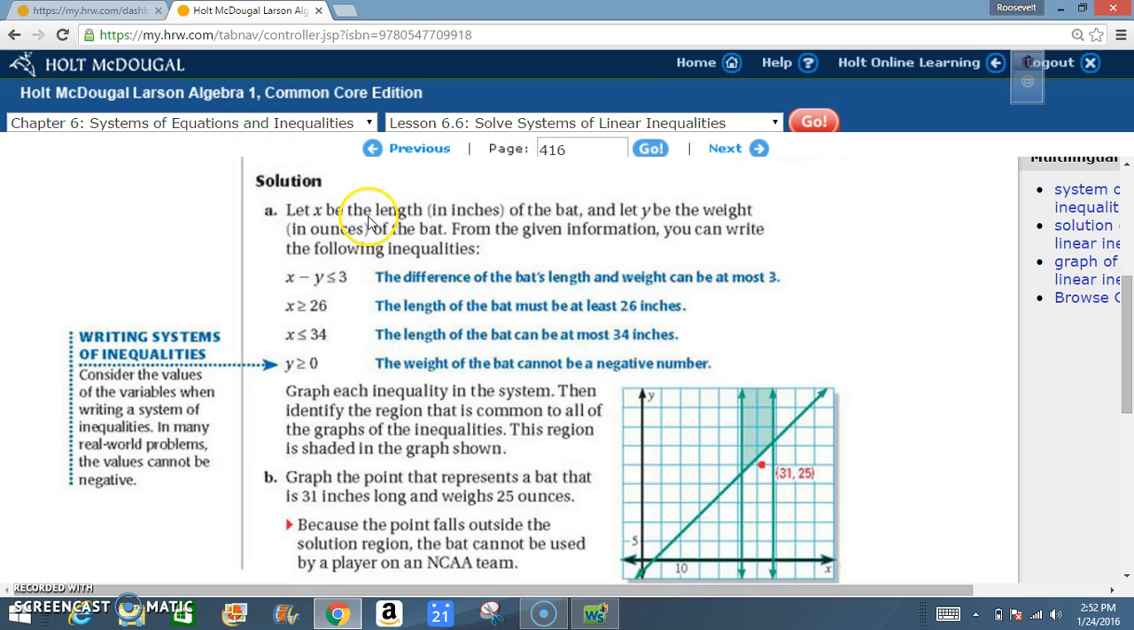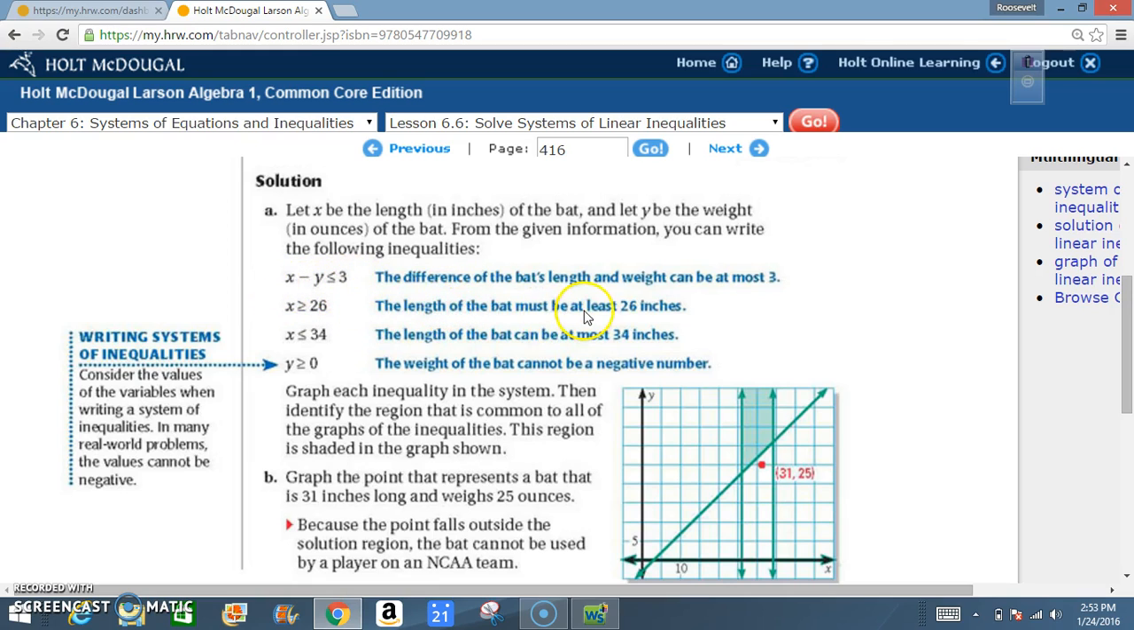Solution. Let x be the length in inches of the bat. Let y be the weight in ounces of the bat. From the given information, you can write the following inequalities. The difference of the bat's length and weight can be at most 3. x minus y is less than or equal to 3.